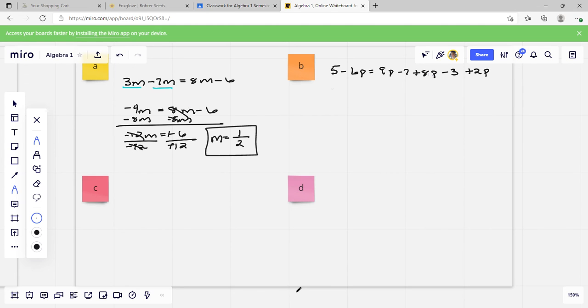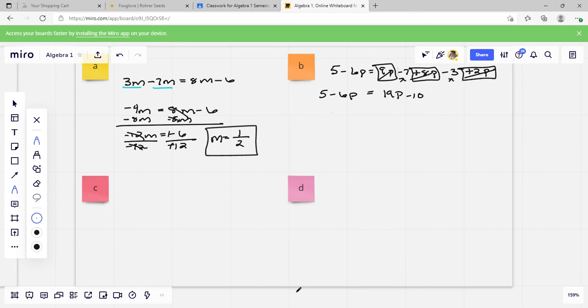So on this side, I don't have any like terms, so I'm just going to bring it down: 5 minus 6p. Now on the other side, I'm going to put all my p's together. So I've got 9p, and I've got 8p, and I've got 2p. If I add all those up, 2 plus 8 is 10, plus 9 is 19p. And then I've got a negative 7 and a negative 3. That would make negative 10.